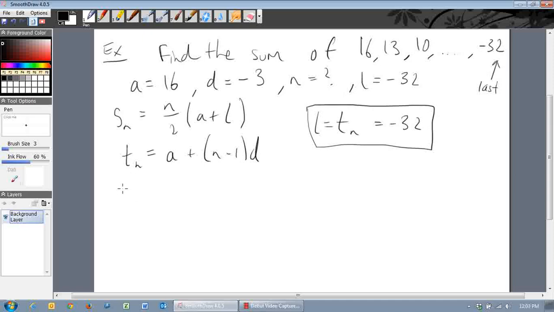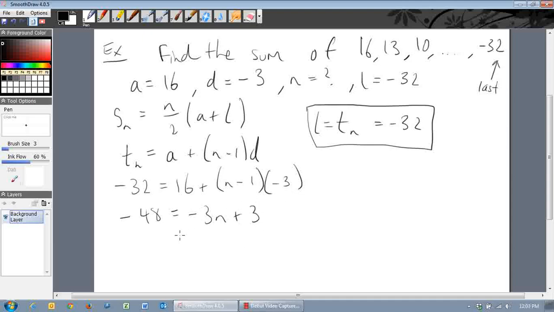So Tn, negative 32, is equal to a, which was 16, plus (n minus 1) times d, which is negative 3. All we need to do is solve this for n. That'll tell us how many terms there are. Let's solve it. I'll move the 16 over this side straight away, so that's negative 48 equals, expanding this, negative 3n plus 3.